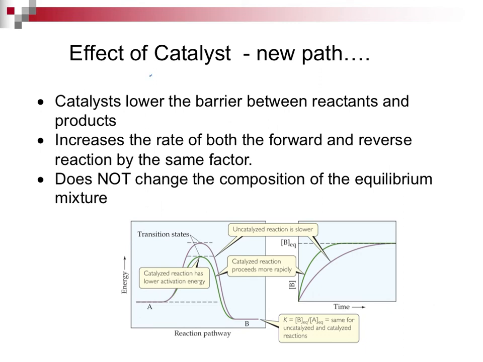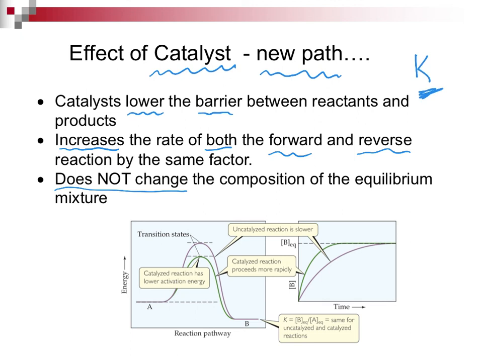Last part is, what happens when you have a catalyst present? Well, we know a catalyst gives you a new path. We know the catalyst is going to lower the barrier between the reactants and products. What it does is it's going to increase the rate of both the forward and the reverse reaction. It does not change the composition of the equilibrium mixture. You will still have the same K.